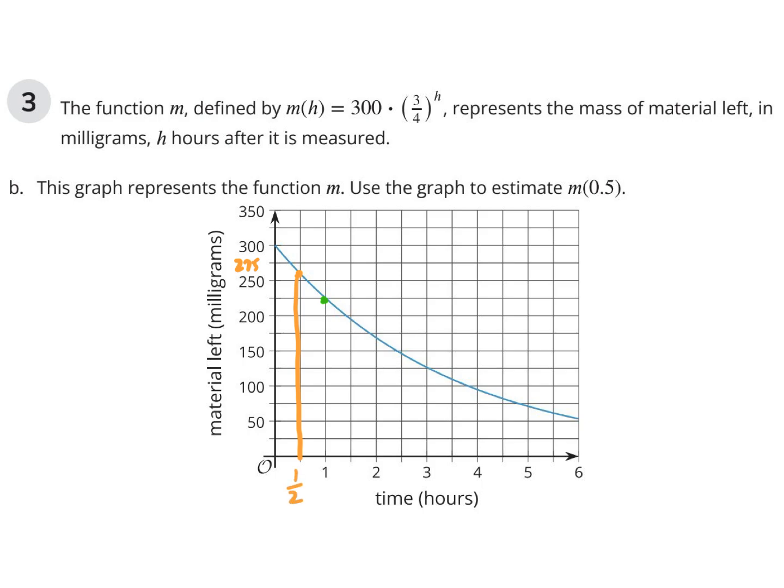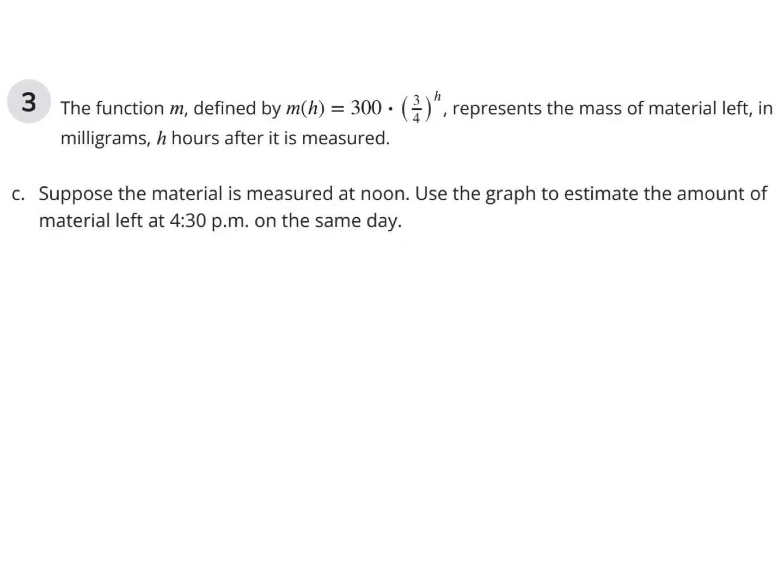This is 1/2. That's 1 full hour. Half an hour is 30 minutes. I would have went with a different time frame, but whatever. Okay. Now, suppose the material is measured at noon. So we had 300 whatever milligrams of whatever at 12 p.m.